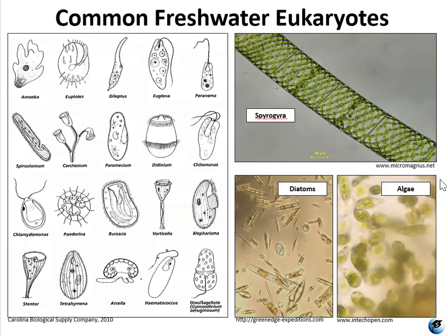As for your pond water specimen, here are a lot of examples of what you might find in there. These guys over here on the left are all swimmers. So if you see things swimming around, you see things moving around, it's probably these guys. Amoebas move using pseudopods, false feet. Most of these others are using cilia or flagella.